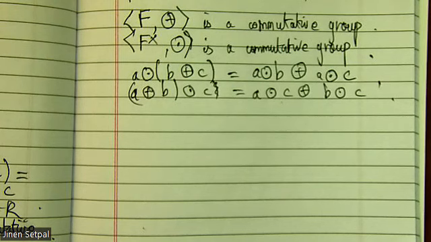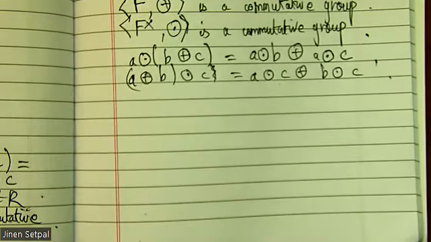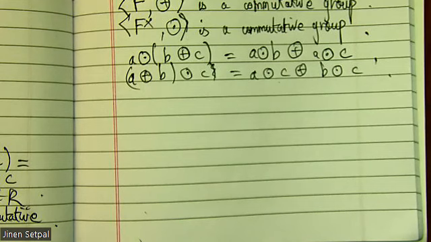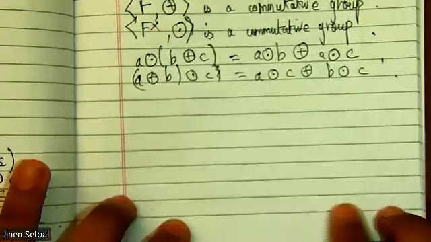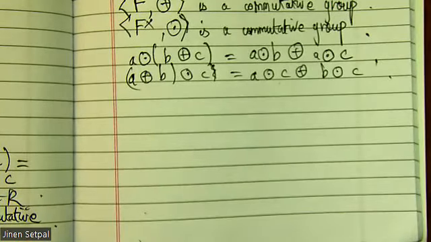So there are a couple of examples for fields. One of which is the set of all rational numbers, the set of all real numbers, and the set of all complex numbers. These are very famous fields and basically meet all of these criteria.